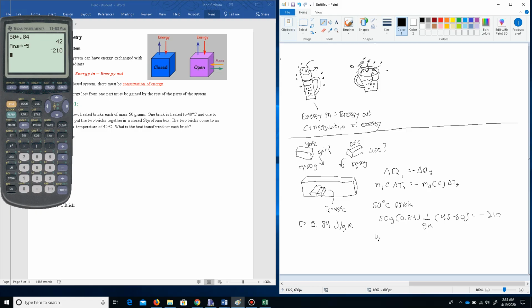The 40 degree brick is 50 grams times 0.84 joules per gram Kelvin. This would be 45 minus 40. Basically all of these are the same: 50 times 0.84 times 5. We just don't have a negative sign, so this is going to be a positive 210 joules.